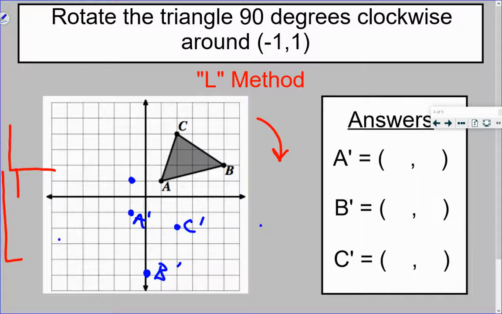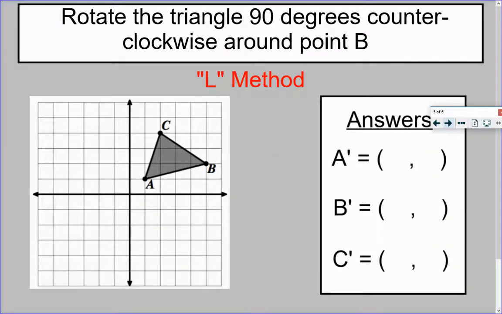So let me connect those dots. The dots that I'm connecting are A, B, and C. I am not connecting this center of rotation right here. So when I write down my new ordered pairs, A prime is going to be at -1, -1. B prime is going to be at 0, -5. And C prime is going to be at 2, -2.